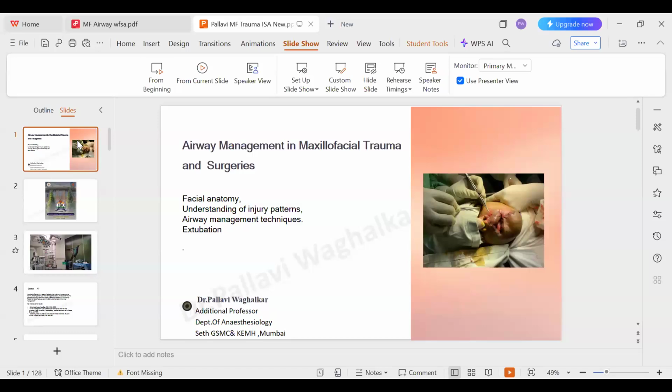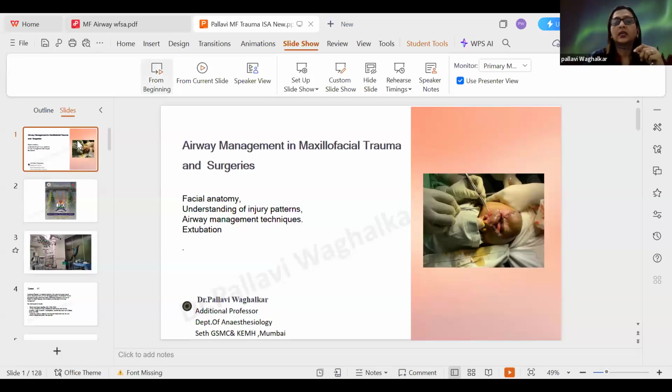Yes, good evening, everyone. I'll just start sharing my screen, and meanwhile, I would like to thank ISA Mumbai Metro and SAMS for giving me this opportunity. Is my screen visible? Yes, Pallavi, yes. So thank you, SAMS and ISA Mumbai Metro.